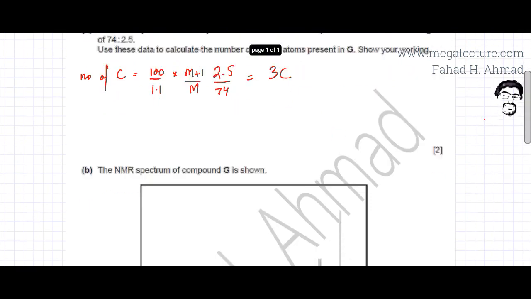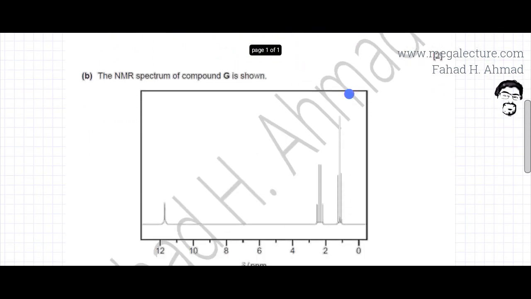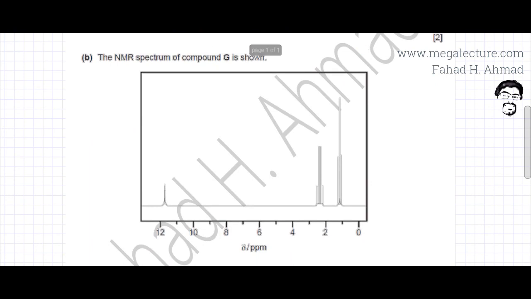Now moving to the next part of the question, which states that the NMR spectrum of compound G is shown. So this is the NMR spectrum of compound G, and you would notice that there are 3 chemical environments. First thing that you will notice, there are 3 chemical environments. One is this one, then you have this one, and then there's a third chemical environment at around chemical shift 12. So 3 chemical environments are given.